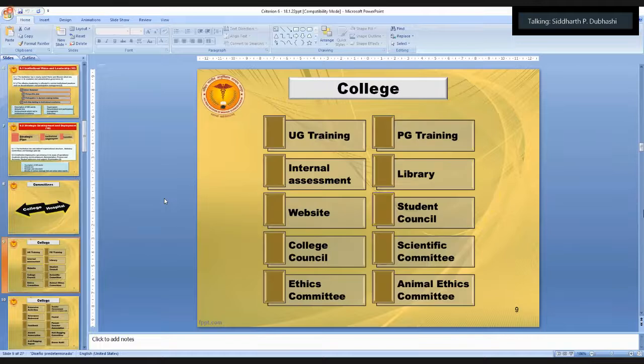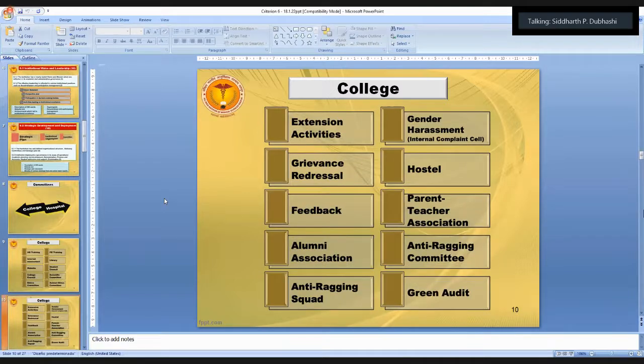So when I talk of the college, we need to have UG training, PG training, internal assessment, learning resource center, website, student council, college council, scientific committee, ethics committee, animal ethics committee, committee for extension activities, the internal complaint cell, grievance redressal, hostel, feedback, parent-teacher association, alumni association, anti-ragging committee, and anti-ragging squad. These are separate and are mandatory.